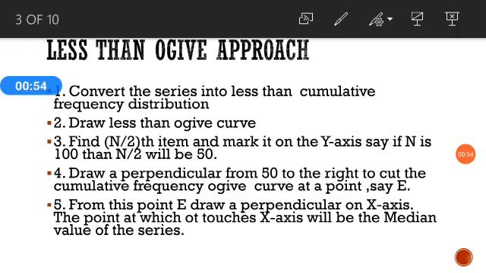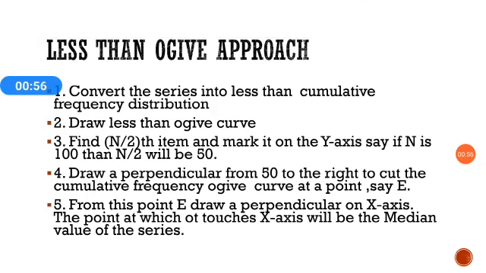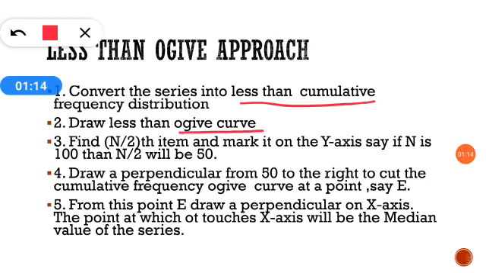Now, under this less than ogive approach, firstly we will convert the series into less than cumulative frequency distribution. Whatever series is given to us in the question, we will convert that into less than cumulative frequency distribution. Then we will draw the less than ogive curve. After that, in the third step, we will find the n by 2th item, and we will mark that n by 2th item on the y-axis.